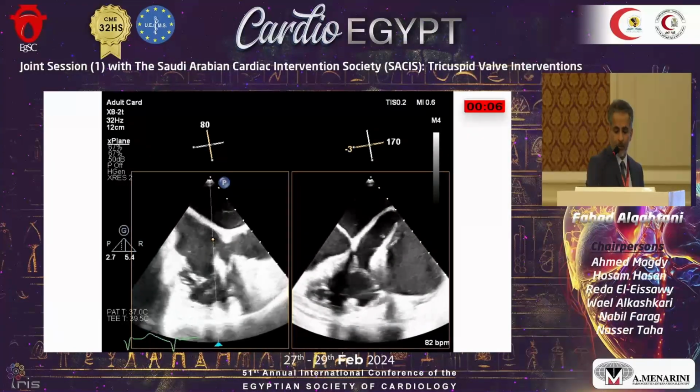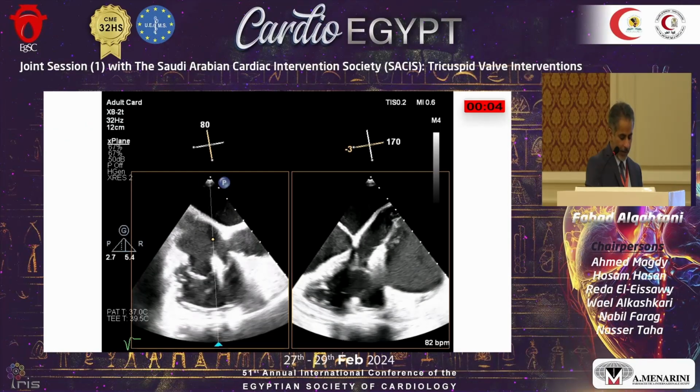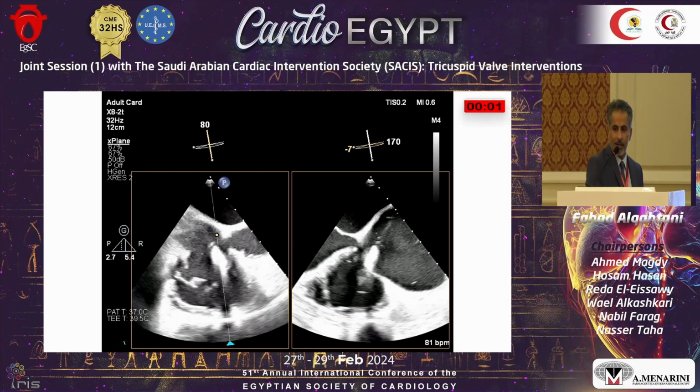So, I want to mention things about the device. If I go back, you can see the device is just placed toward the septum.